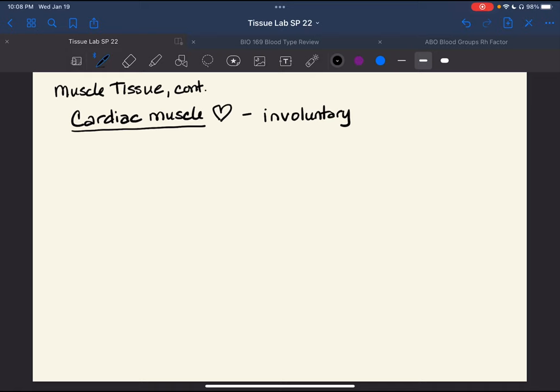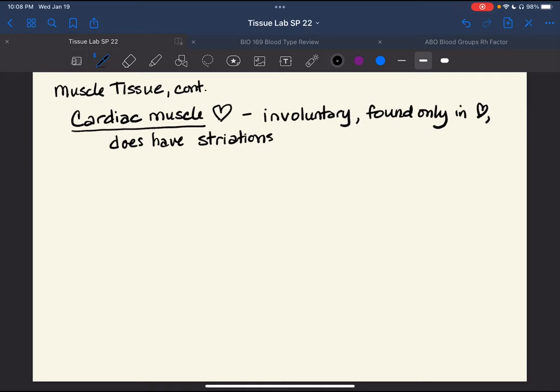So involuntary meaning right now, if I told you to stop your heart and start it again, you would not be able to do that. Luckily. So, involuntary, heart only. Cardiac is obviously found only in the heart, but I'm going to write it anyway. It does have striations, just like that skeletal muscle.